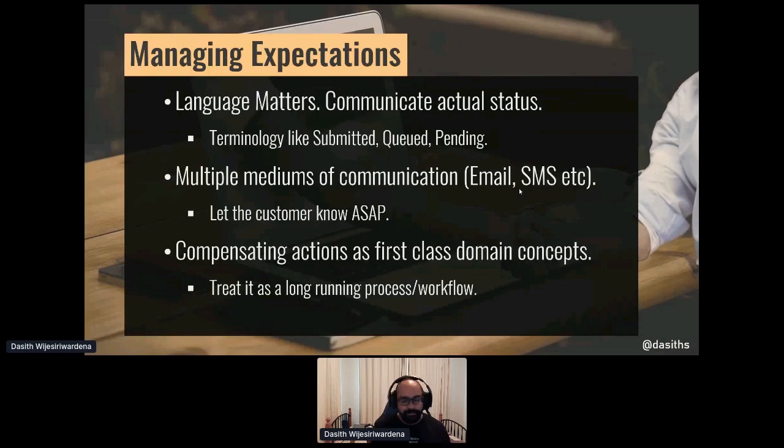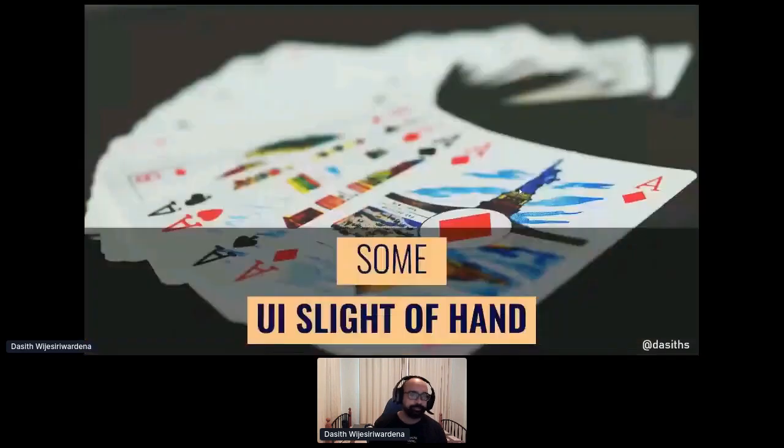So learn about your business, how they operated maybe before they had software systems, how they compensated for certain things. Think of an order as a long-running business process that ends with compensation when something goes wrong.